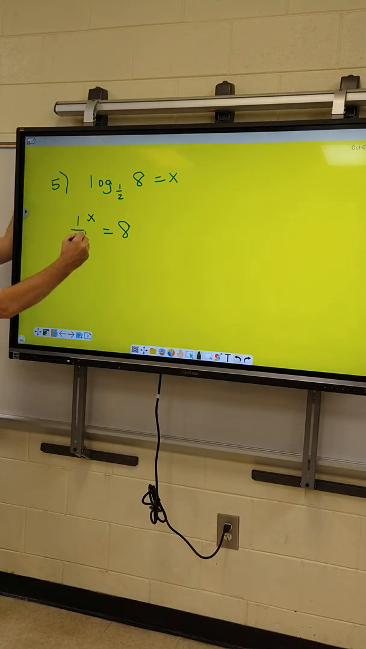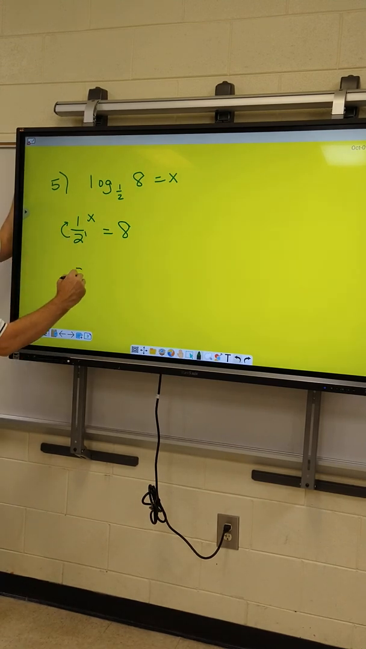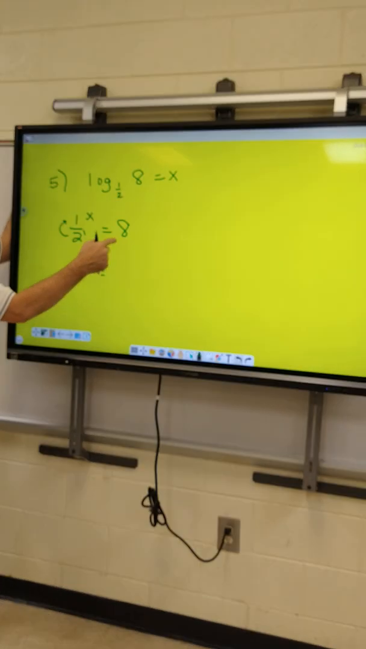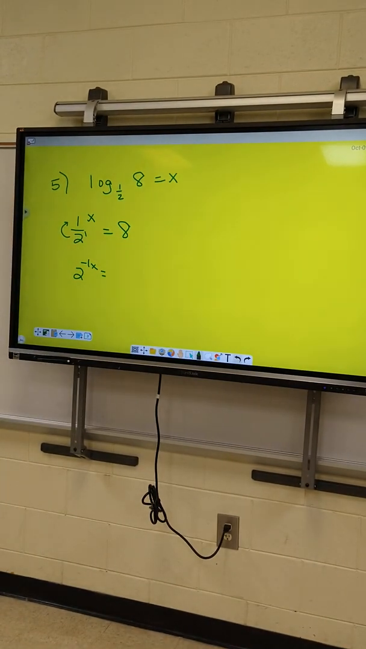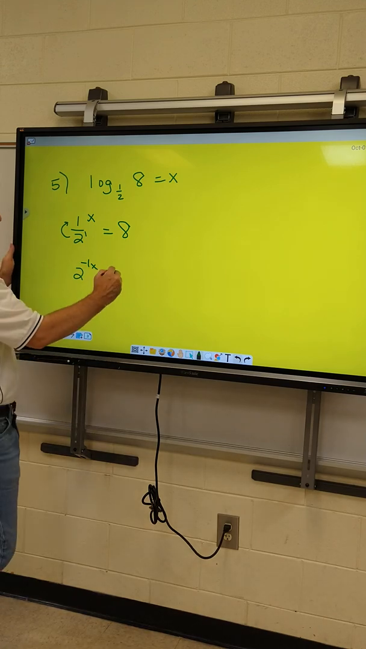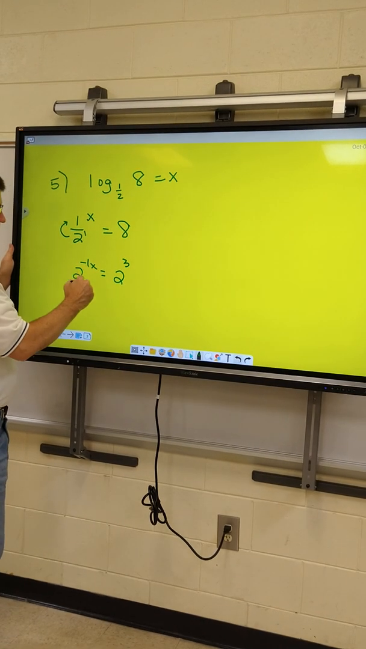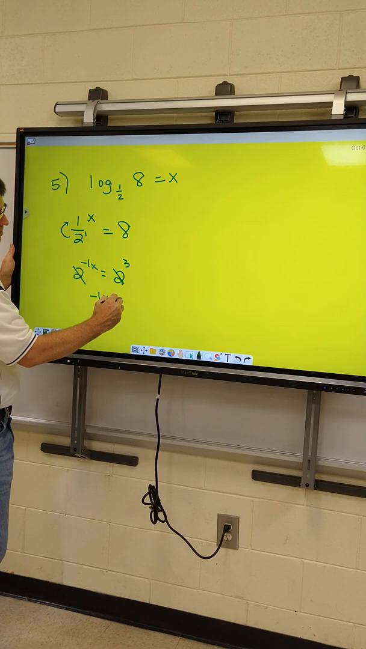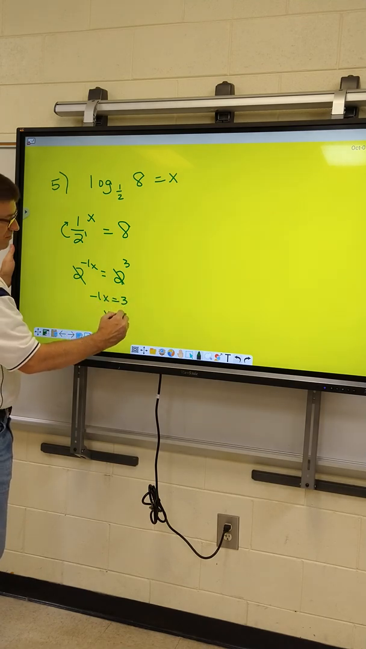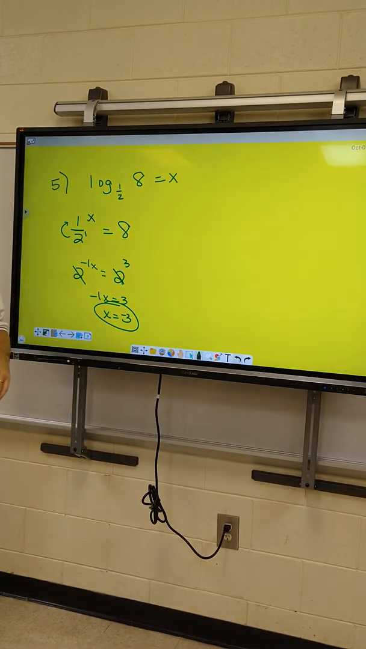Alex, the bottom right now is 2 to the first. What's going to happen with that when I move it up? The exponent turns negative. What does 8 turn into? Check the board. There it is. 8 turns into 2 to the third. Remember, you've got to make them the same base. Cross out the 2's. Answer is -3. If you've got a fraction in your problem, more than likely you're going to have a negative for your answer.